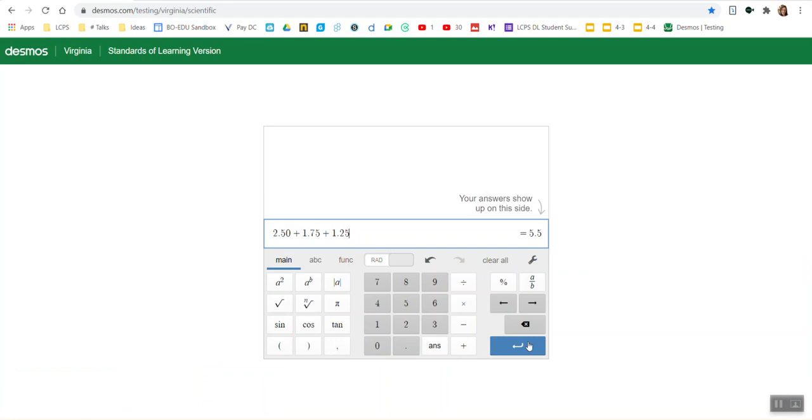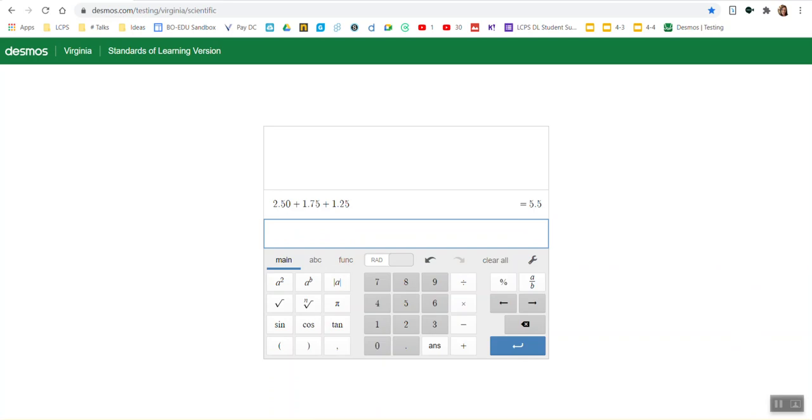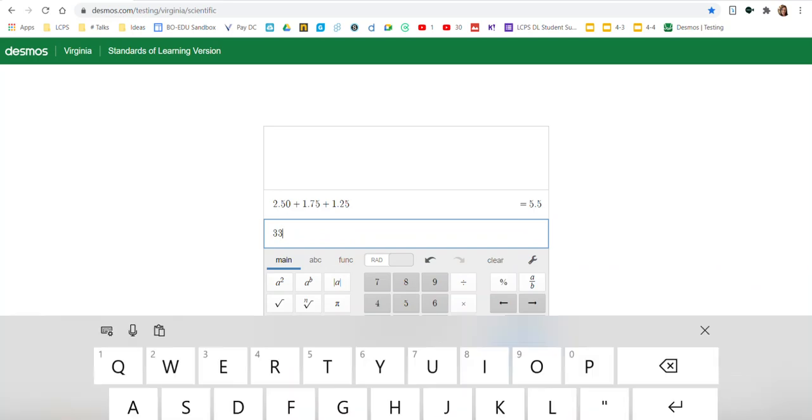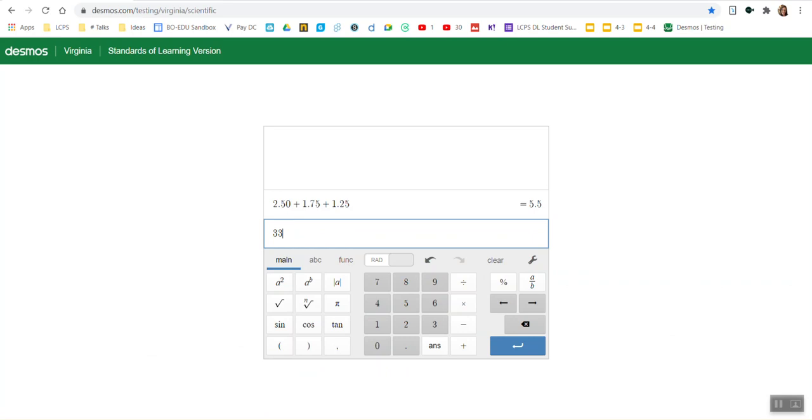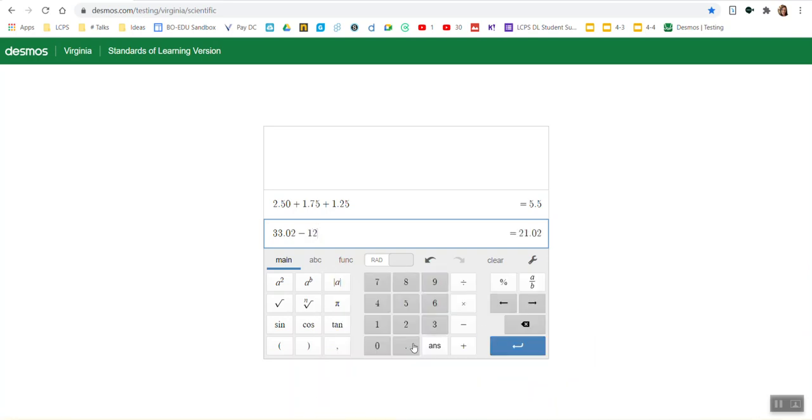Going back to the calculator, I can just hit this blue enter button and it'll give me a new line. Sorry, that keeps popping up. So I get 33.02 minus 12.7. I don't even have to put equals because it already puts my answer out to the side. And I get 20.32.